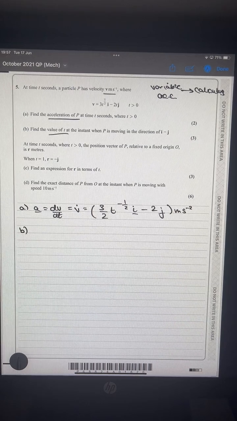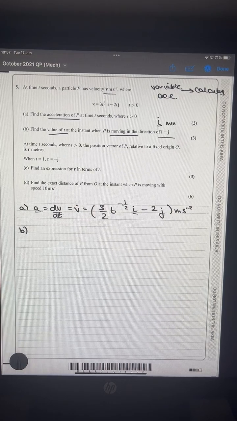Part B. Find the value of t at the instant when p is moving in the direction of i minus j. So this one, don't read this as ij, read this as i minus j. I think someone wrote a question before, what does i dash j mean in the chat? i dash j is i minus j.